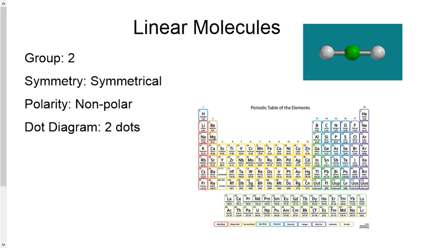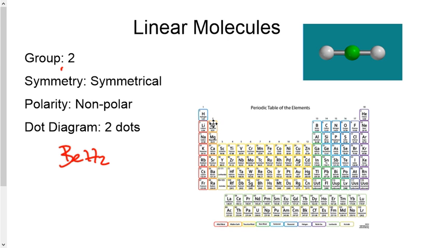Group 2 will be our first group we look at. That'll be the group of beryllium, magnesium, calcium, and elements like that. All molecules we'll look at are bound with hydrogen. So what do we mean by group 2? We mean that the central atom is going to be coming from group 2. So the example I want to do is beryllium to hydrogen twice, BeH2.